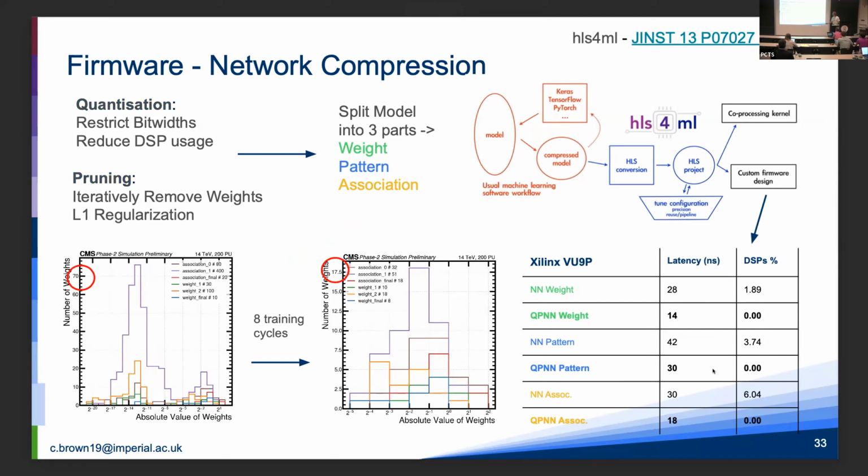And you see the impact here. So this is over 8 pruning cycles. We take a 1,000 parameter network down to about a 100 parameter network, which means that when we stick it in firmware, we go from large DSP usage, which is multiplications in your FPGAs, down to about 0%. So that's great for when actually using the networks in firmware. And this has a knock-on effect of reducing our latency down as well. The actual firmware generation is done by a tool called HLS4ML, but I don't really have time to go into that. So I'm afraid you can check out their paper. It's very interesting if you're into this kind of thing.